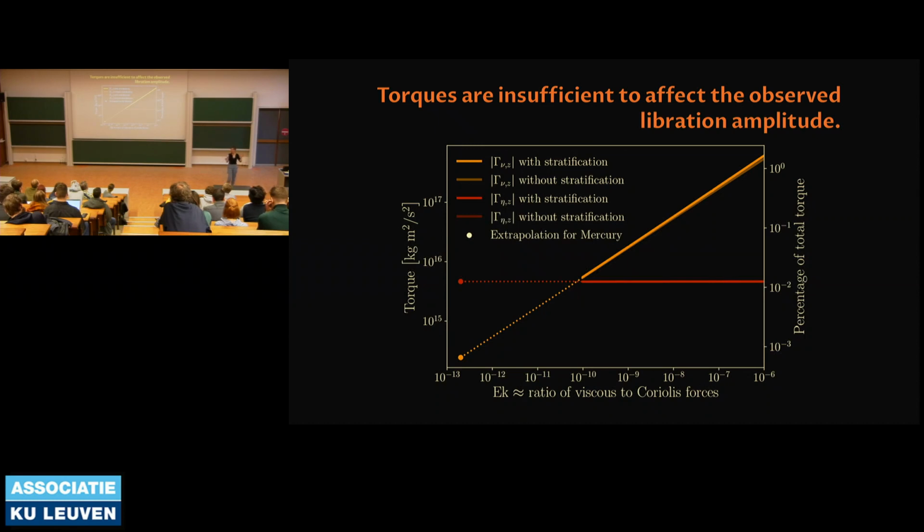But actually, that is a very good thing, because the measurements of libration are used to infer things about internal structure. For example, it was used to prove that Mercury does have a liquid core. And in those calculations, it's usually assumed that the core flow does not change the libration amplitude, which is what we actually prove here using these computations.